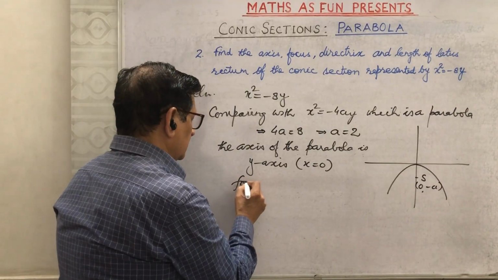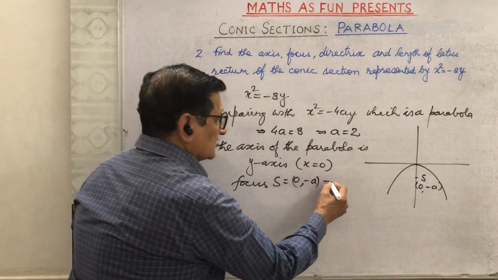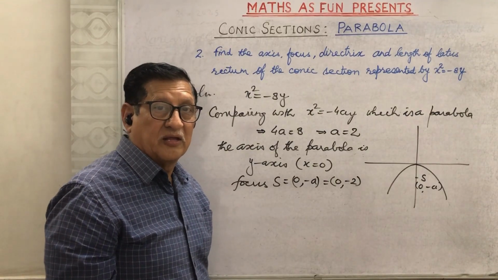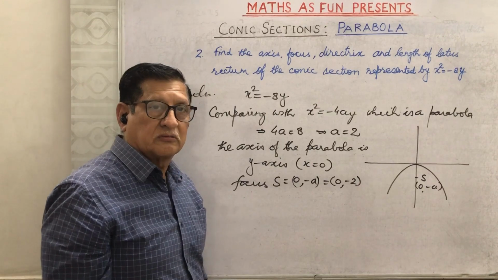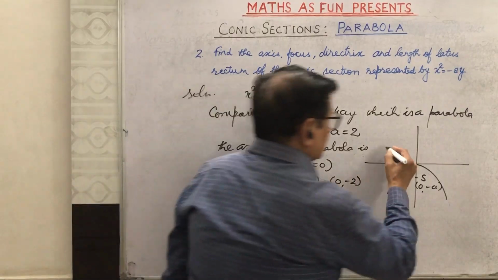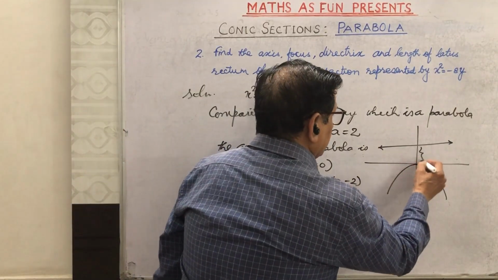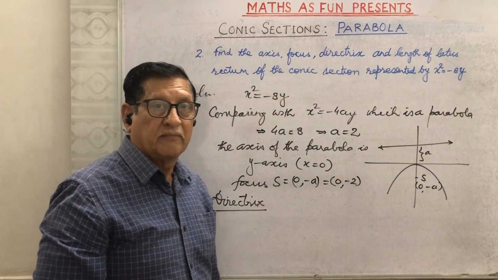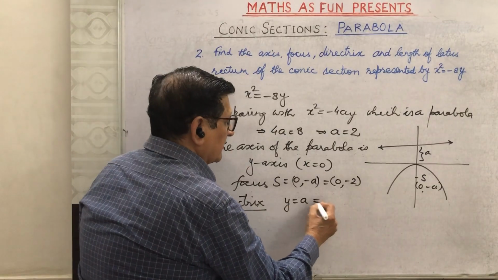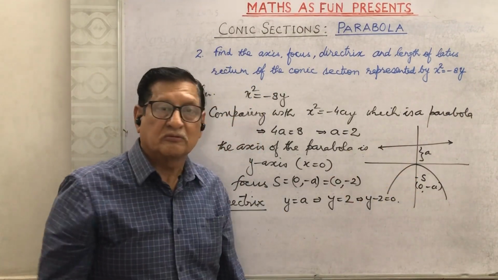The focus is 0 comma minus a, and a is 2. So will it be 0 comma minus 2 or not? Yes. Now we have to find out the equation of the directrix. For the directrix, what we see, in such case, the directrix is here or not? That is parallel to the x-axis. And the distance here is same as a. So we find the directrix here will be y equal to a. It means that is y equal to 2, or we can say y minus 2 equal to 0.